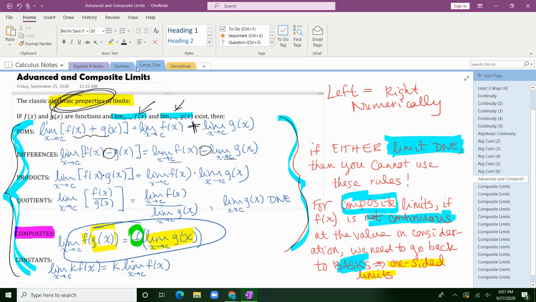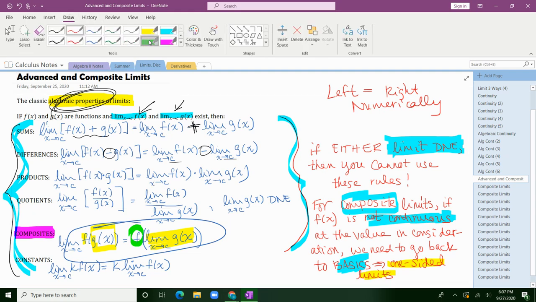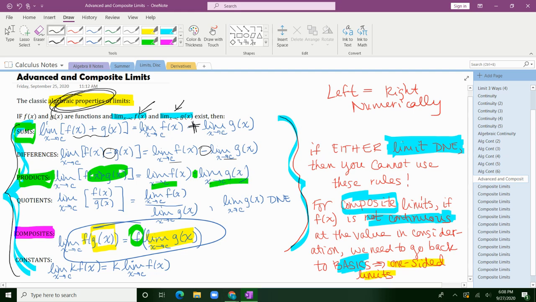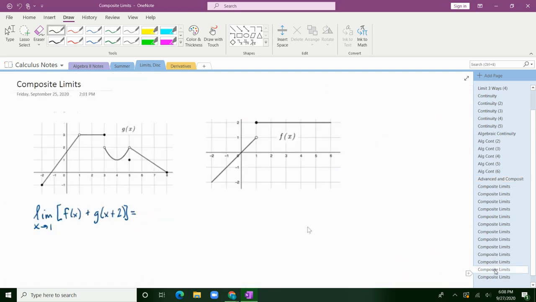So I want to draw your attention to this property right here, because we're going to do this one and this one especially. We're going to do the product one first, which says if you have the limit of a product, it's the same as the product of two separate limits. So let's go ahead and try and apply that to one of these problems here.